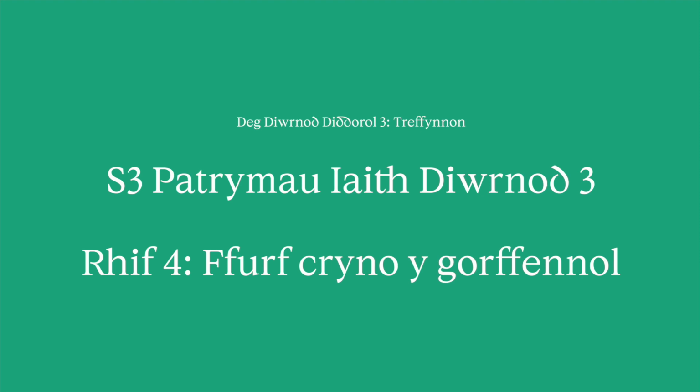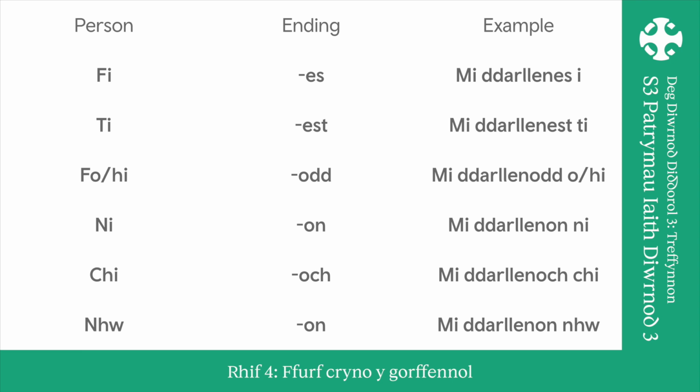Rhif 4. Ffurf gryno y gorffennol. Short form past tense. The same stems of verbs are used in short form patterns. Drop the final vowel. Eds and eggs will roll. And then the following ending is added for the different people in the past tense. Fi: -es. Mi ddarllenais i. Ti: -est. Mi ddarllenaist ti.